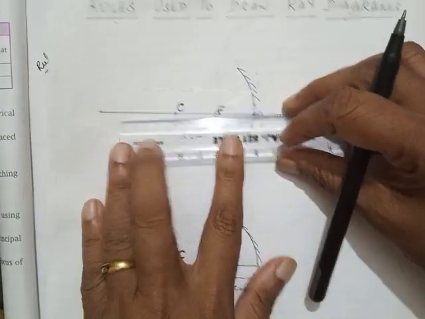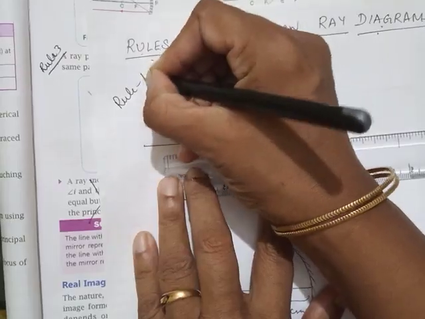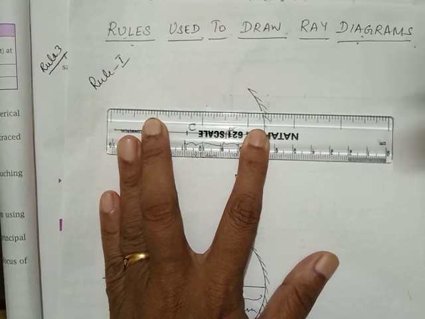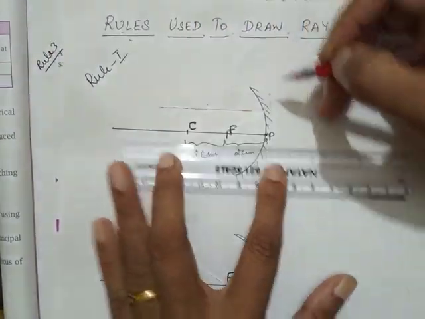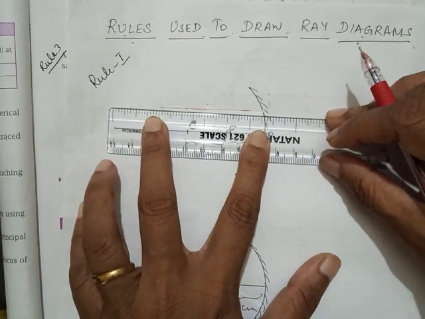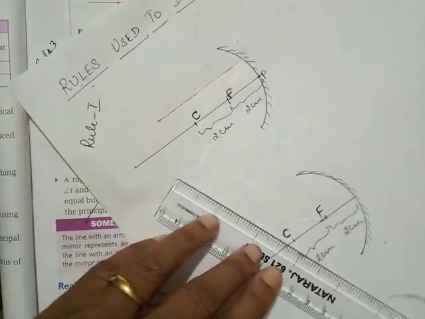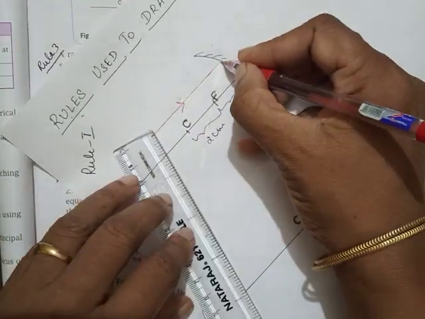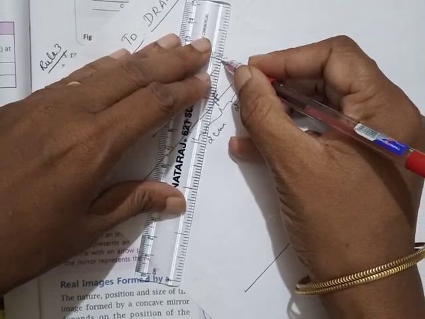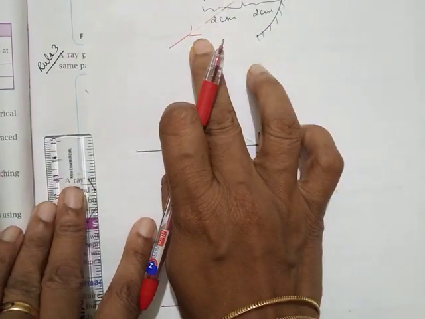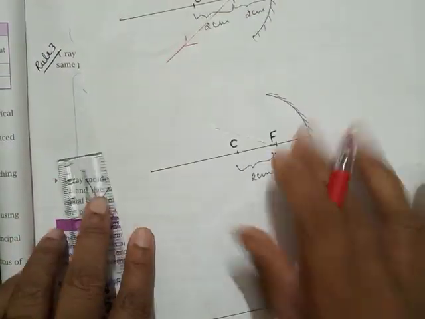Okay, the first rule says rule 1. So you draw an incident ray parallel to principal axis. So this is your principal axis. So parallel to it means something like this. Parallel to principal axis. Now what will happen? This is your incident ray. Now after hitting the mirror, it will go in such a way that it passes through focus. So keep your scale from this point, pass through F and draw a ray and put an arrow mark here. That is the reflected ray. This is the incident ray. After reflection, it goes like this.